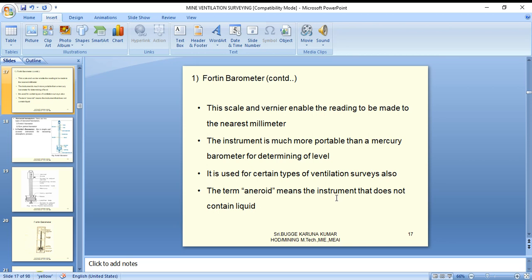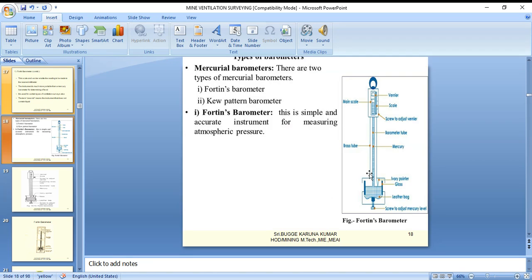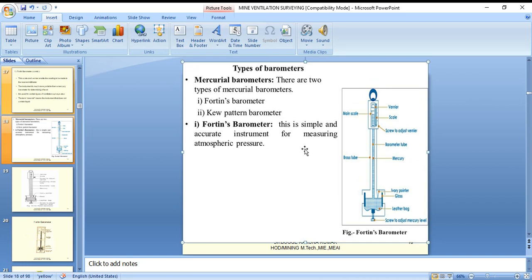The aneroid instrument is much more portable than the mercury barometer for determining levels. It is used for certain types of ventilation surveys also. The term aneroid means the instrument does not contain liquid. So here it is showing the instrument very clearly. Generally, there are two types of barometer: the mercurial barometer and the Fortin barometer. This is a simple and accurate instrument for measuring the atmospheric pressure.